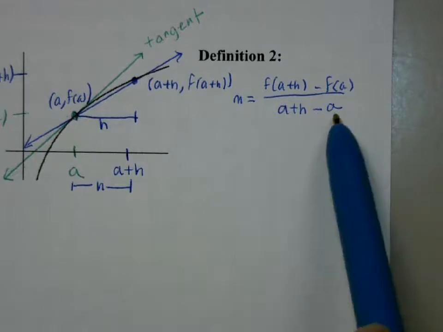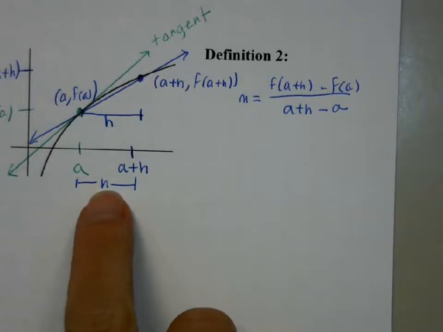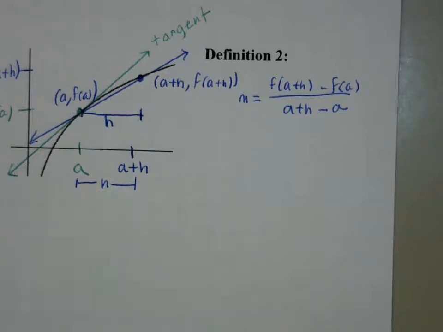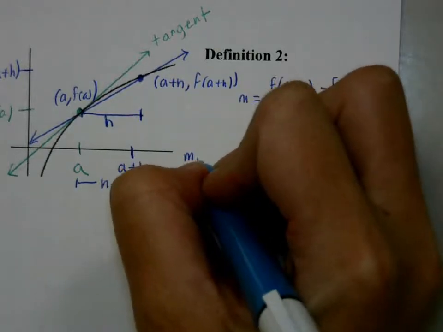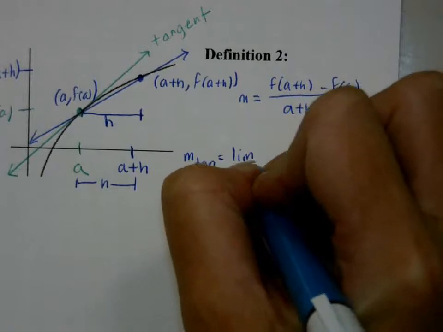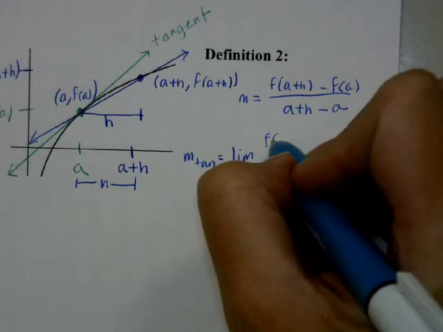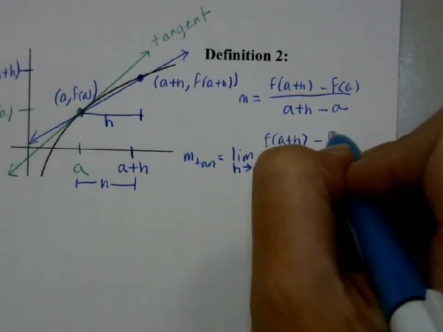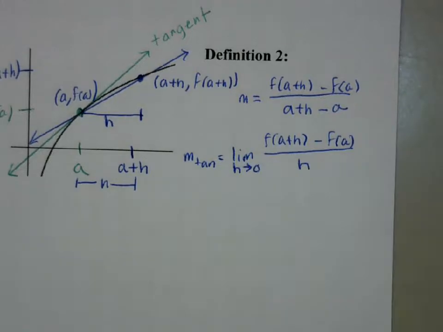Well, how do we get the slope of the tangent line? Well, in this case, I want h to be as small as possible. Okay, so the slope of the tangent line is going to be the limit as h goes to 0 of f of A plus h minus f of A over a simplified denominator of h. So that is our second definition for the tangent line.